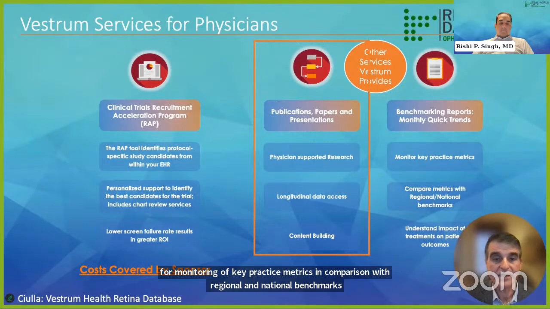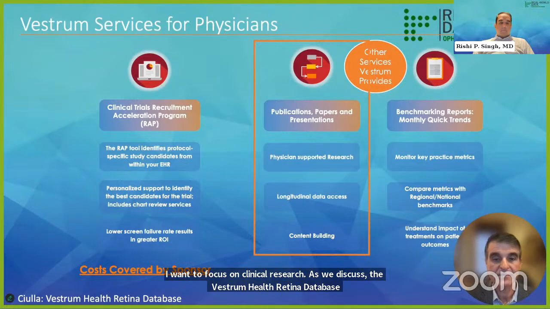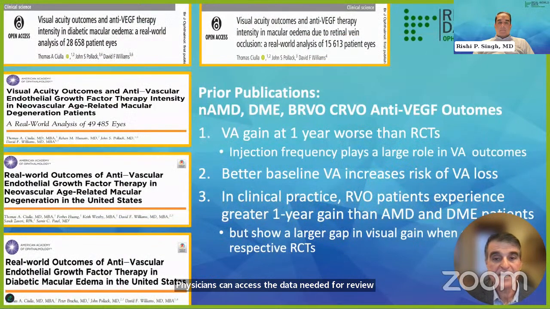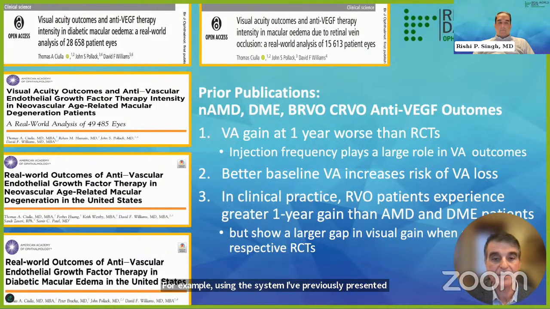Finally, I want to focus on clinical research. As we discussed, the Vestrum Health Retina database provides information on patient volumes, procedure volumes, medication use, and outcomes data. Physicians can access the data needed for review, analysis, and research. For example, using this system, I've previously presented and published on clinical practice outcomes in over 100,000 patients with neovascular AMD, DME, and RVO-associated macular edema.